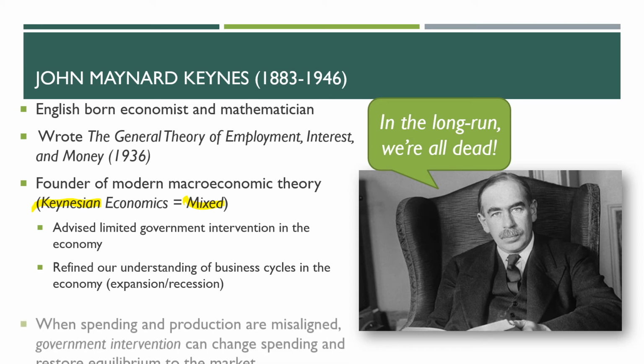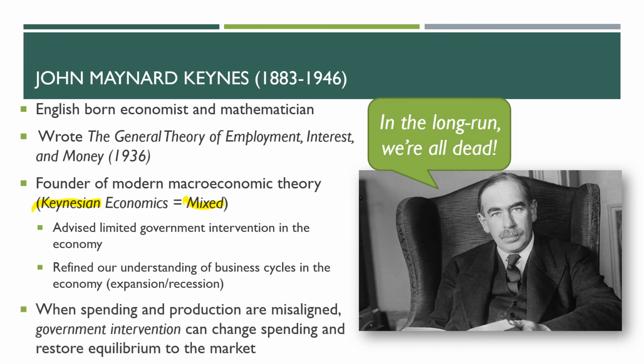So basically what Keynes contributed was the idea that when spending and production are misaligned, meaning when we're either overspending or underspending, or overproducing or underproducing as an economy, government intervention can change spending and restore market equilibrium. So the main thing you need to know is anytime you see Keynes, just think government intervention, mixed economic system.